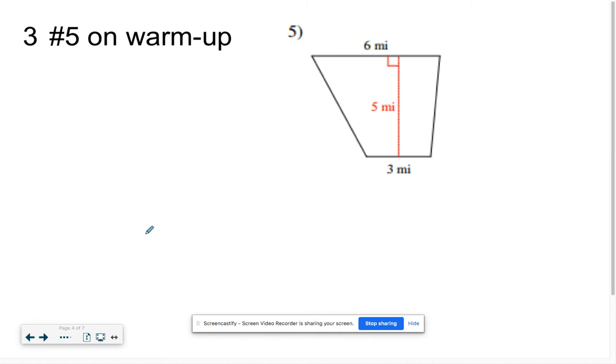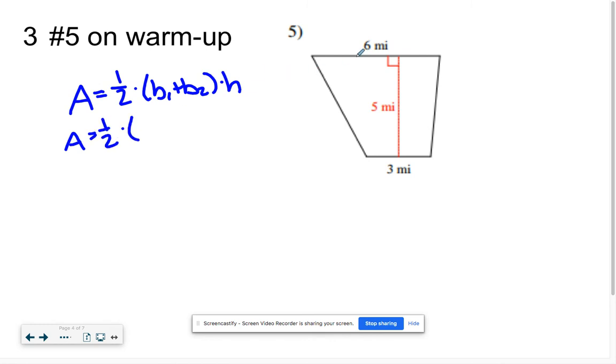All right, number 4, now we have a trapezoid. So let's get down our trapezoid formula as 1/2 times the sum of base 1 and base 2 times the height. Remember, our bases are the opposite parallel sides. So we have 6 plus 3 and a height of 5. Do what's in parentheses first. 6 plus 3 gives us 9.